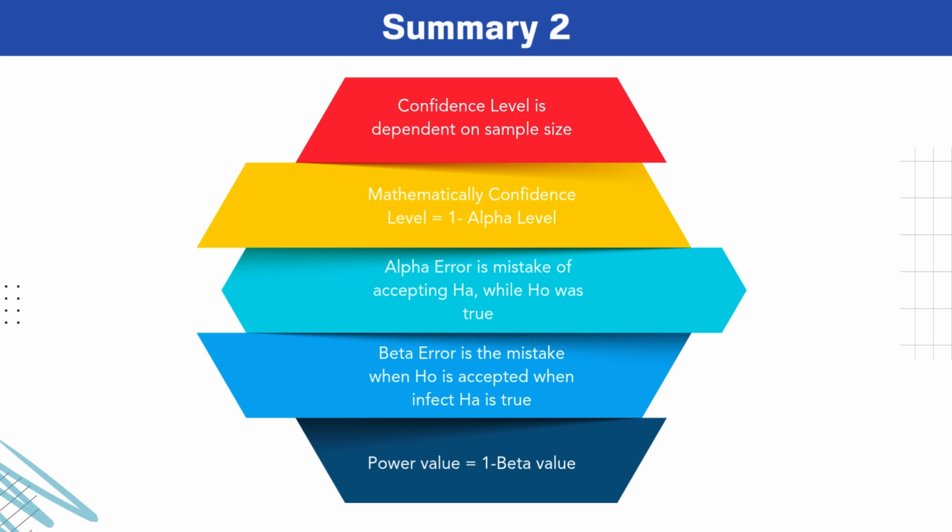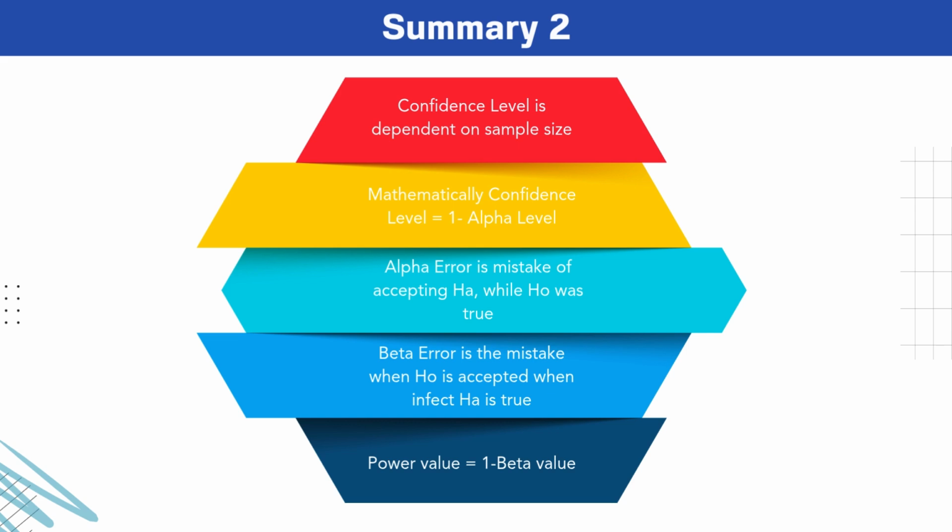Alpha error, type 1 error. This is the mistake of rejecting the null hypothesis, H0, when it is actually true. In other words, you accept the alternate hypothesis, HA, incorrectly. Beta error, type 2 error. This is the opposite mistake, failing to reject H0 when it is false. In this case, you miss detecting the actual impact. You accept H0 when HA is actually true.